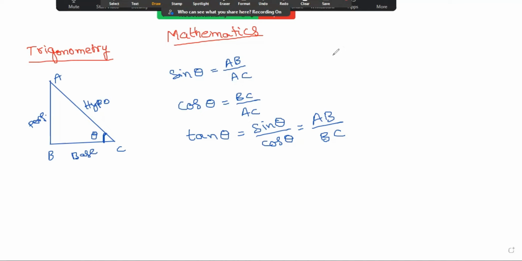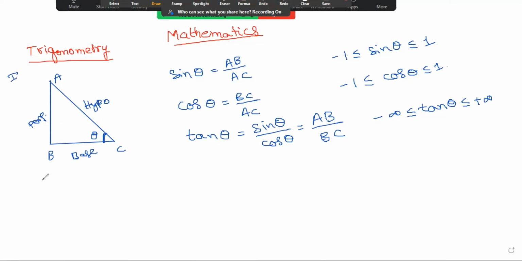When we come to the range of these quantities, sin theta value lies between -1 and 1. That is, -1 is the minimum value and 1 is the maximum. For cos theta also it is the same thing; both have the same range. When we come to tan theta, it has a little extra range. Its value may vary from minus infinity to plus infinity. These are the basic things.